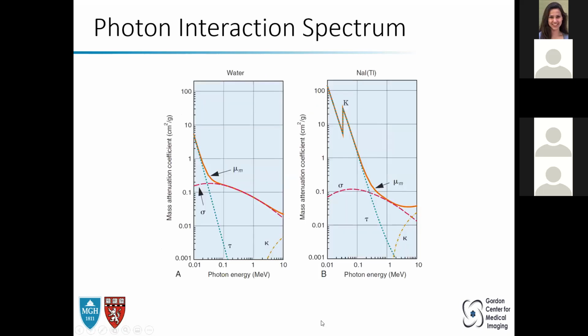So let's look at the combination of those factors for two different absorbers. On the left here, we've got the interaction spectrum for water, and on the right, it's sodium iodide, a photodetector in SPECT and PET. So on the x-axis, the amount of interaction we're going to have is a function of that incident photon energy, right? So on the dotted line here, which effect is this? One that's rapidly decreasing as energy of the photons increases.